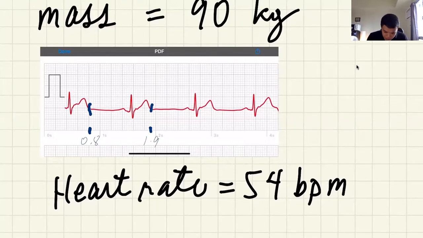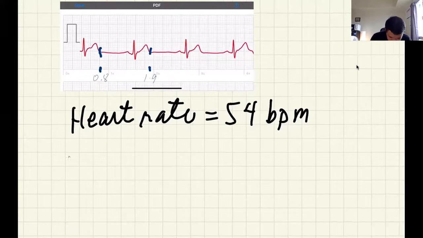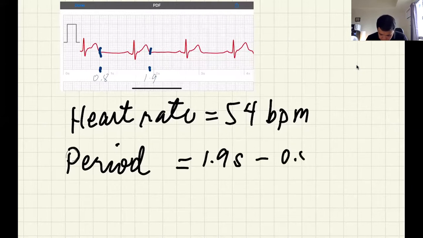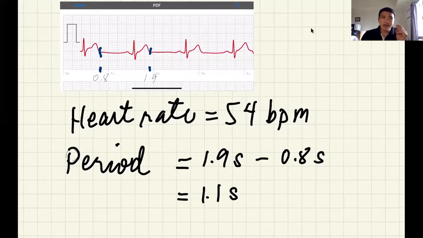So now let us compute the period of my heart rate. The period is equal to 1.9 seconds minus 0.8 seconds, which is about 1.1 seconds. So that is now the period of my heart rate. It means one beat is actually 1.1 seconds. So now we measured the time.